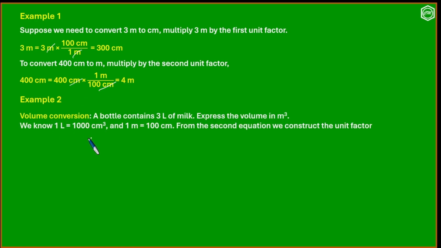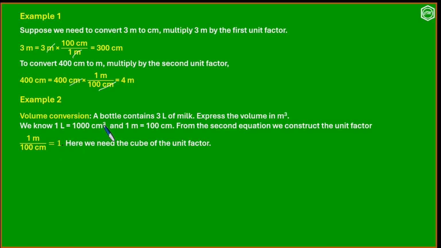Another example, and that is an example for volume conversion. A bottle contains 3 liters of milk. Express the volume in meter cube. And we know 1 liter is equal to 1000 centimeter cube, and 1 meter is 100 centimeter. From the second equation, we construct the unit factor. We divide this equation both sides by 100 centimeter. 1 meter by 100 centimeter equal to 1.